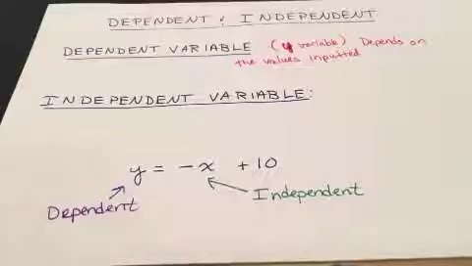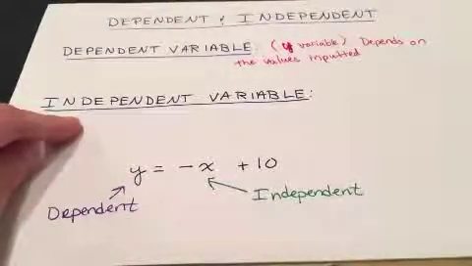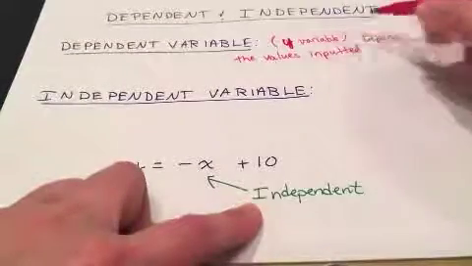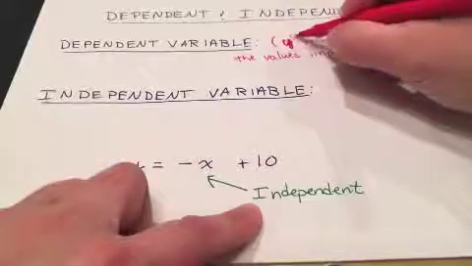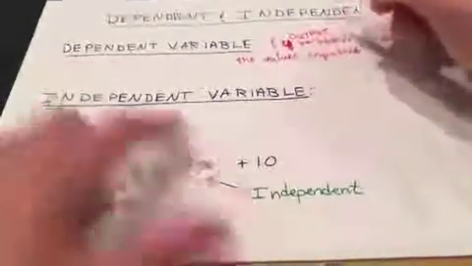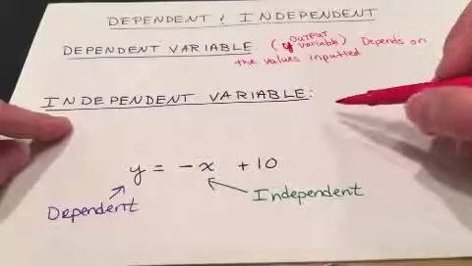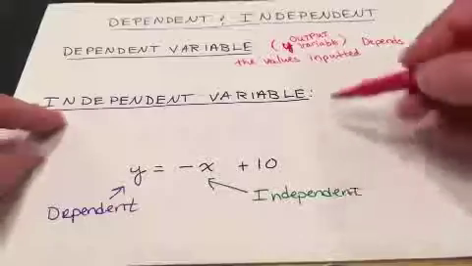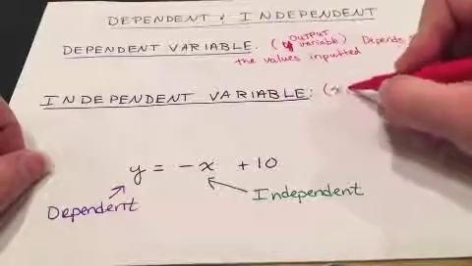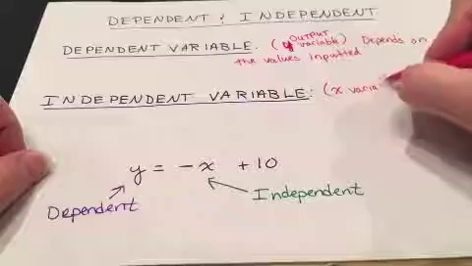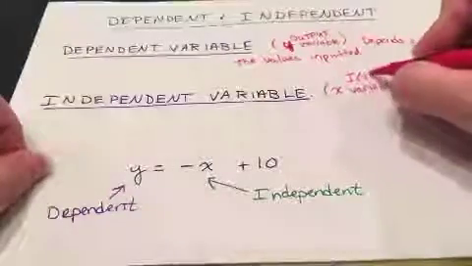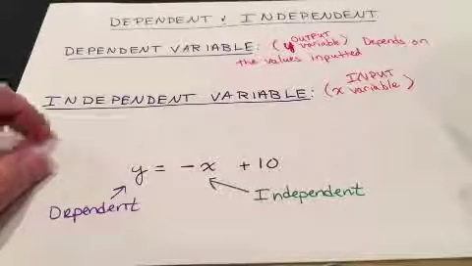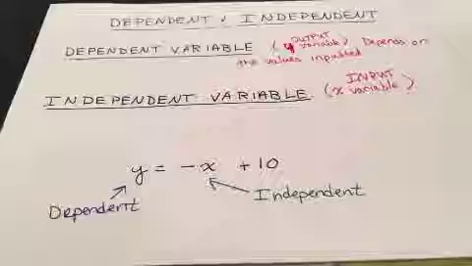Now, the independent variables are the inputs. The y variable is also the output, which is the dependent. The independent variable stands by itself. So the independent variable for us is the x variable. It's your input values, and it is independent of everything else.